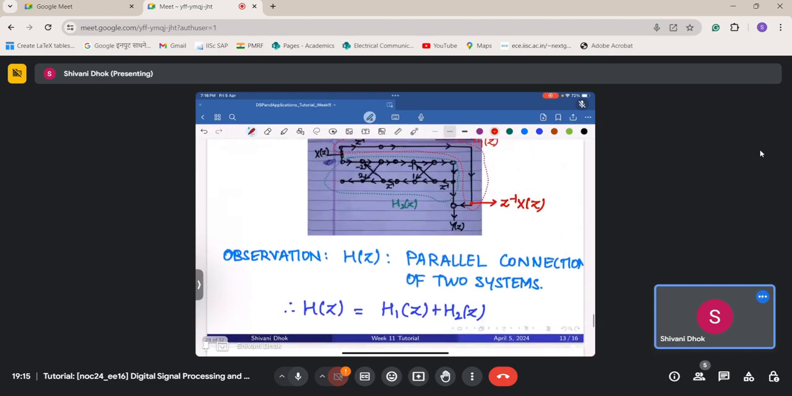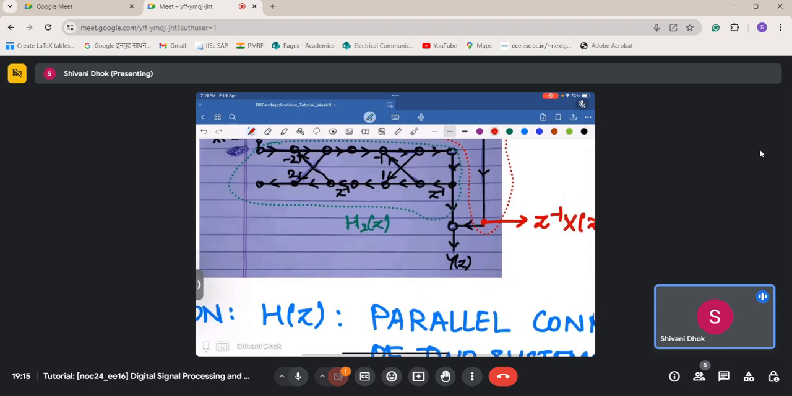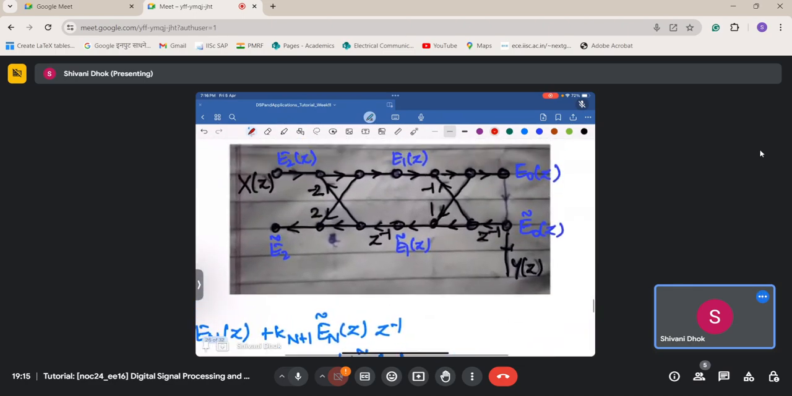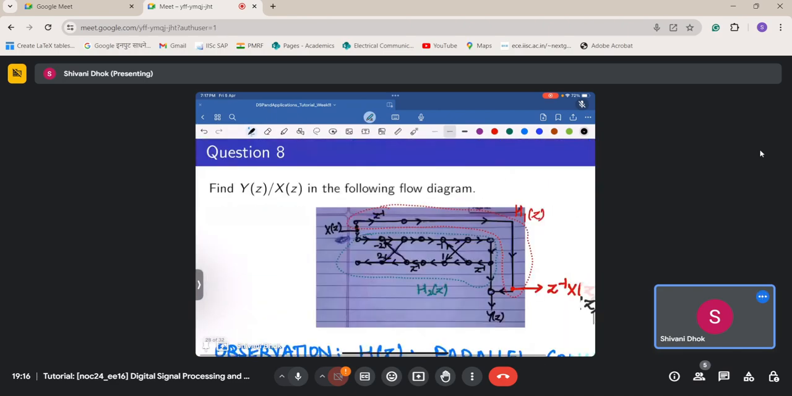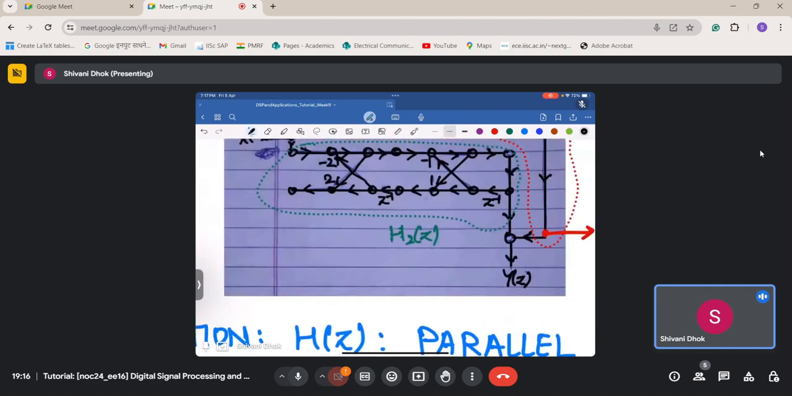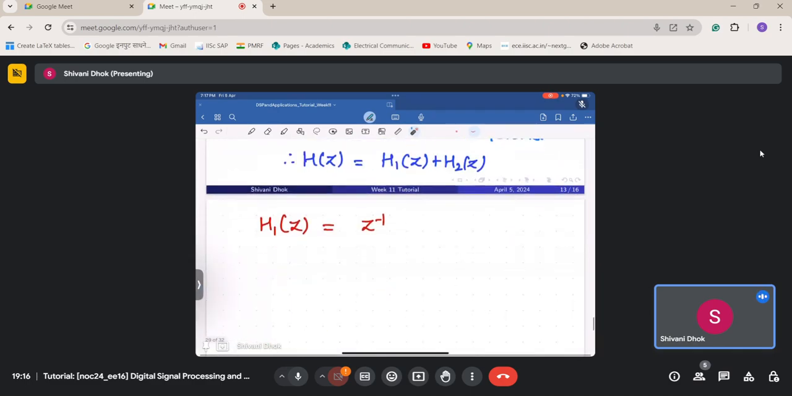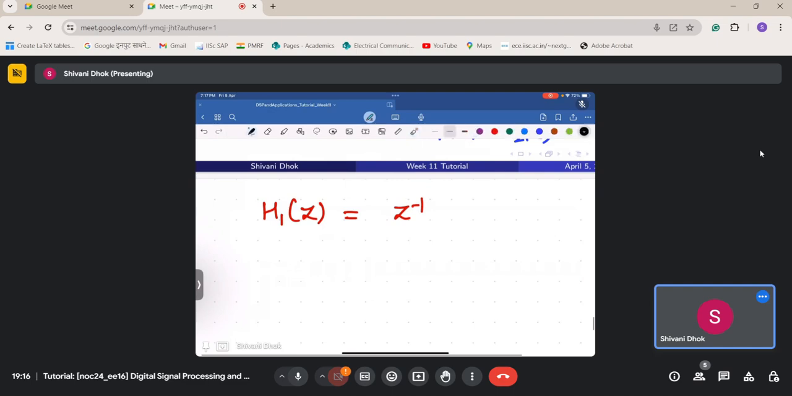Now look at h2 of z. Look at this particular structure and let us compare it with the structure which we had in the previous question. This structure and the structure we have as H2 are exactly the same. You observe that K1 is 1 and K2 is 2, which clearly indicates that both systems are the same, which means that H2 of Z is equal to the system which we realized in the previous question. So let us write that down.